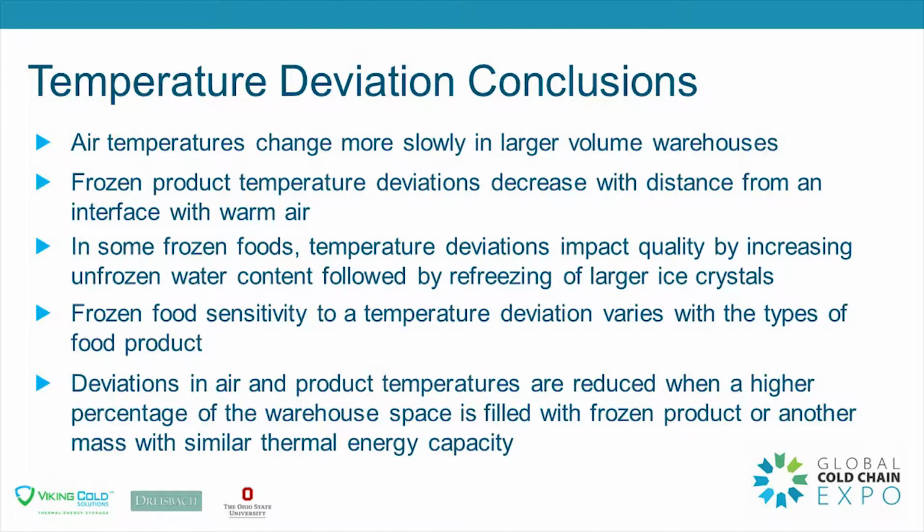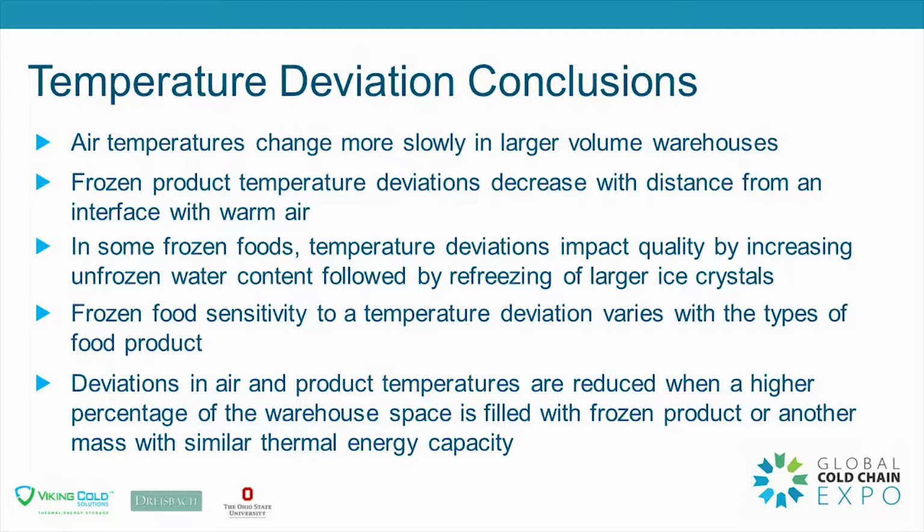So, some conclusions. Air temperatures change more slowly in larger volume warehouses. That's the one illustration I provided. Secondly, frozen product temperature deviations decrease with distance from the interface with warm air. That's the pallet picture. So the further away you are from that interface with a higher air temperature, the more insulated the product is against any kind of change.